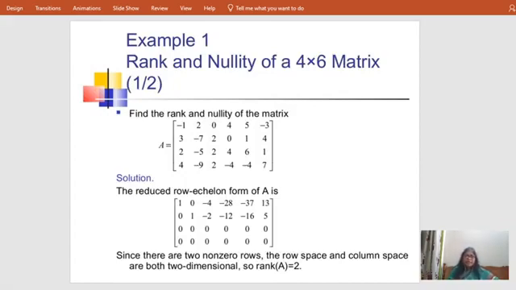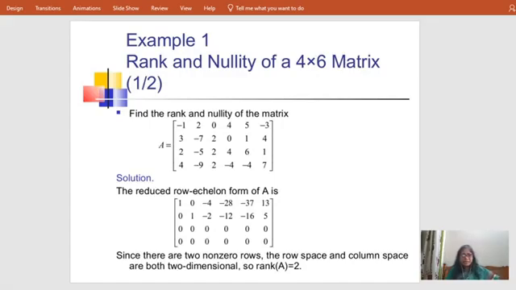Now, here is one example: finding the rank and nullity of a 4 by 6 matrix, 4 rows and 6 columns. Okay, let us look into the problem. Find the rank and nullity of the matrix A equal to, this is a 4 by 6 matrix.